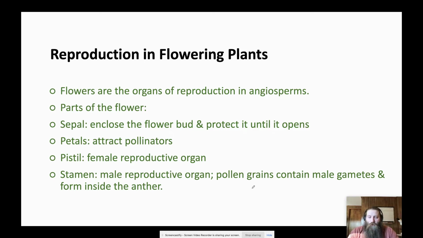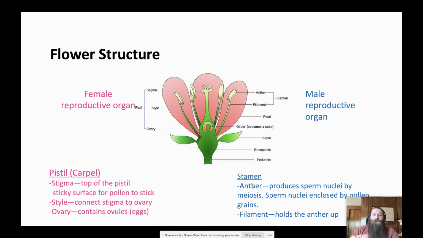There's the pistil, which is the female reproductive organ of the plant, and the stamen, which is the male reproductive part. The stamen includes the anther, and the anther is actually the location where pollen grains are formed. And so we can see those right here. Now, notice that both the male and the female structures are present on the flower. So in the very middle, we have the stigma, the style, and the ovary. This is the pistil right there.